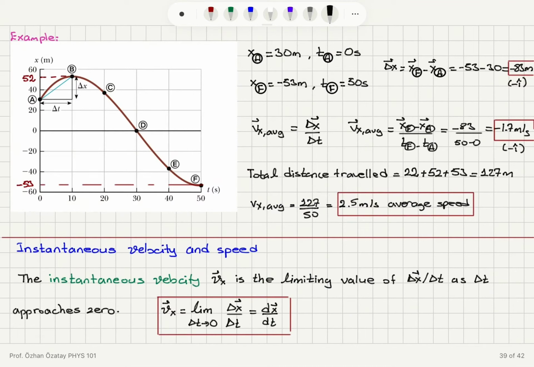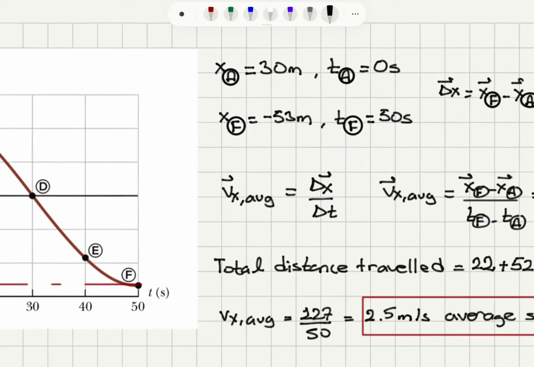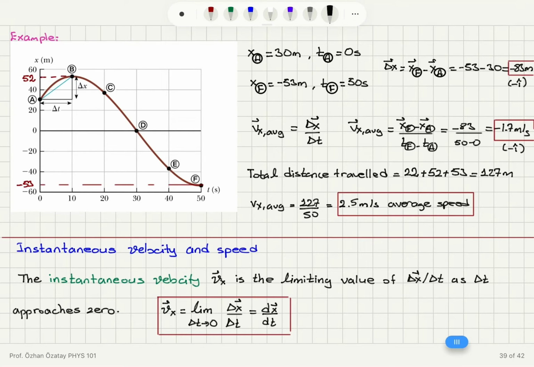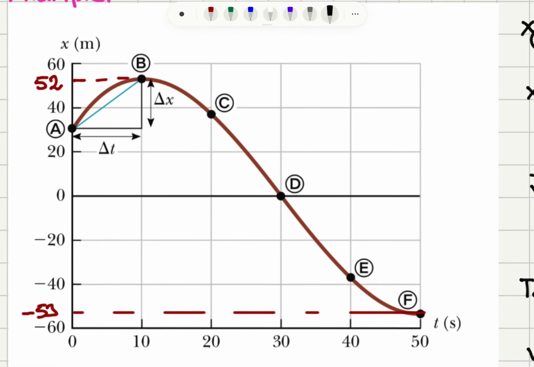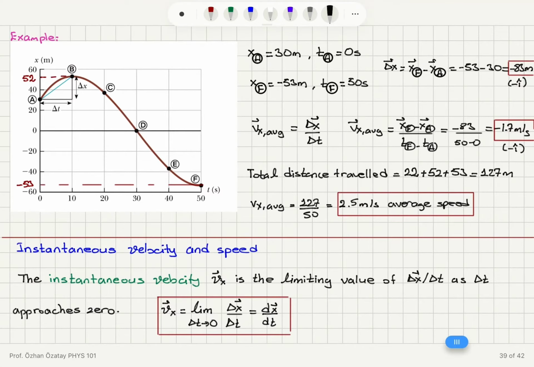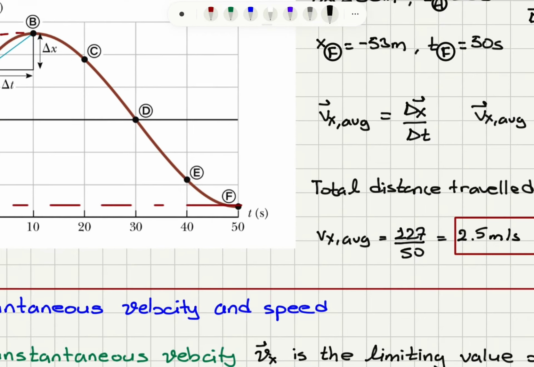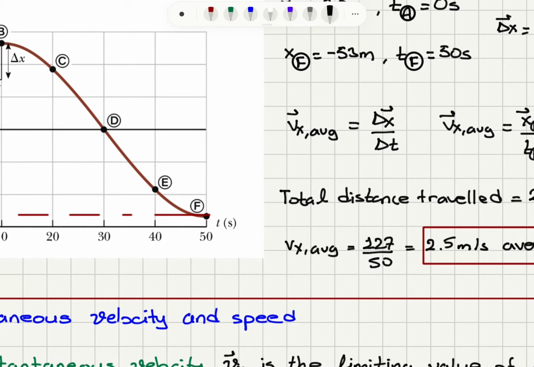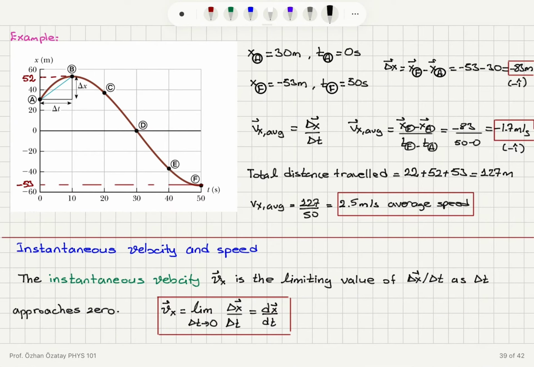Now, we can think about another example where we have the position of a particle plotted versus time. And you can see this particle is traveling from position A to position F following this path. So you can see that XA is 30 meters. So that is the position of the particle at the beginning at t equals 0. And XF is minus 53 meters. It's the position at time equals 50 seconds.